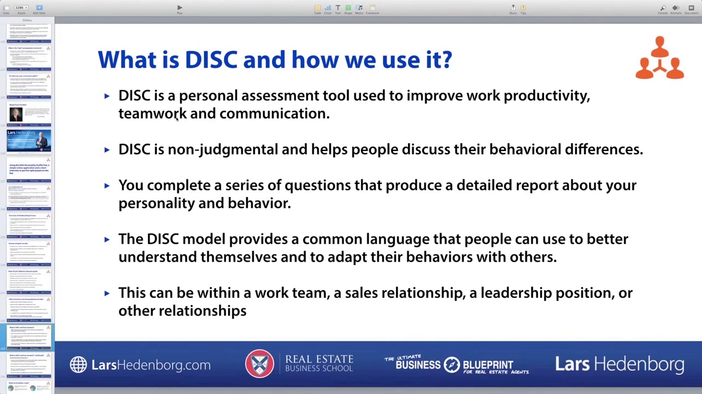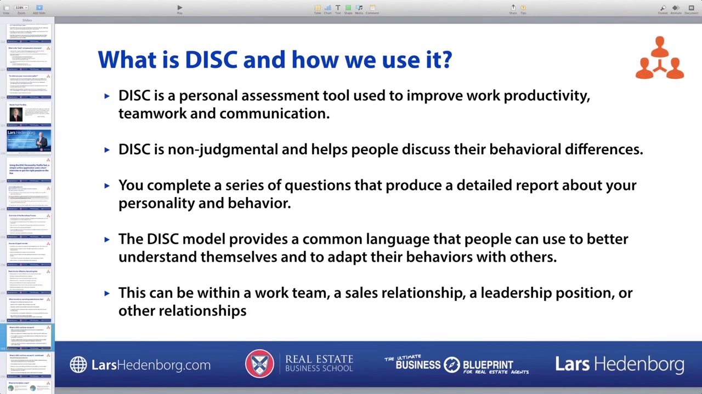I want to spend a little bit of time on the DISC test because it is how we work. It serves two purposes for our team. For recruiting, we need to know what personality types we're looking for, and also internally, how our different personality types interact.